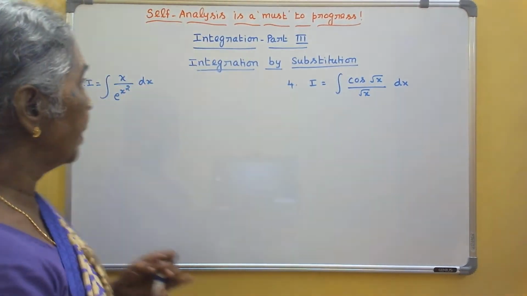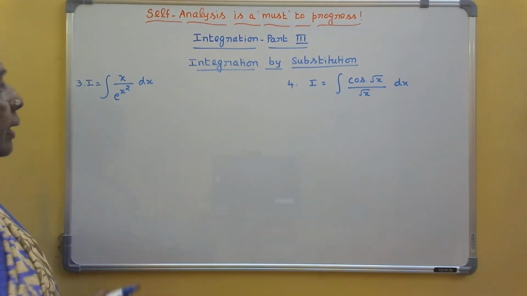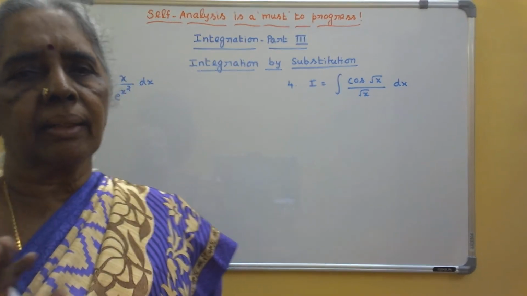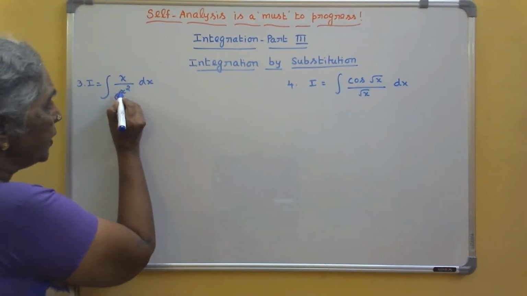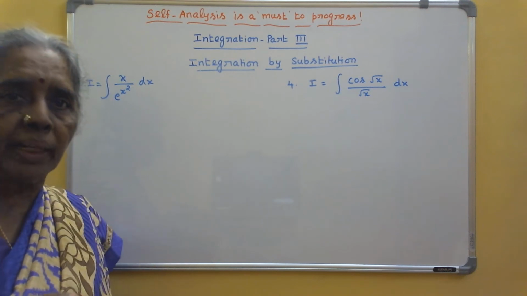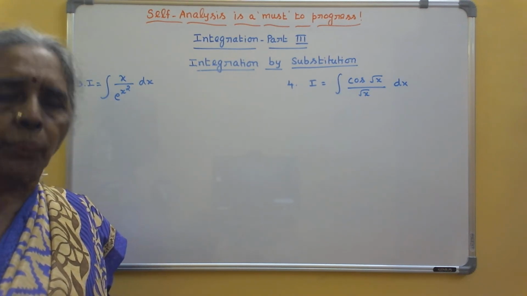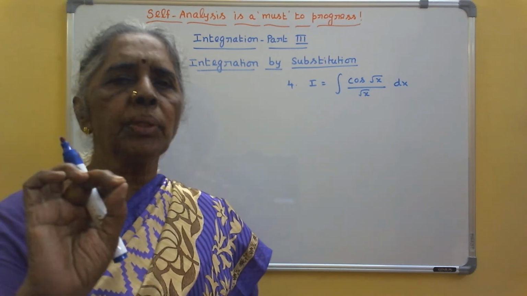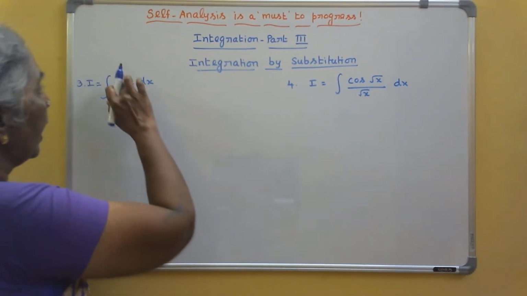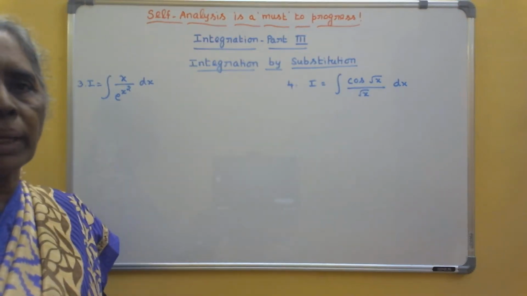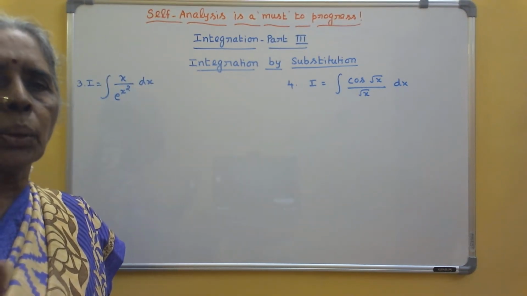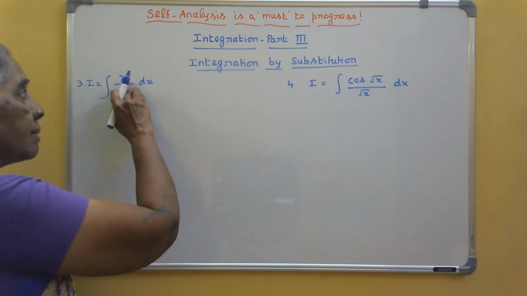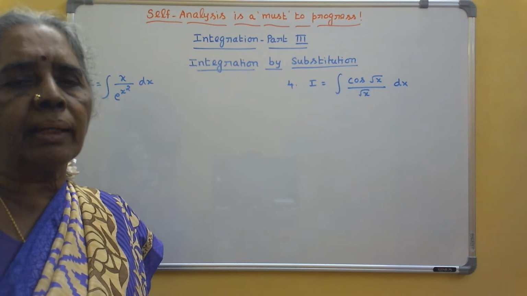Let us see the third sum. I is equal to integral x by e power x squared dx. Here the exponential function has x squared as the power. And you know, if you differentiate x squared, you will get 2x dx. And you have an x dx here in the numerator that is related to that differentiation part. So sometimes like this we will substitute whatever is in the power.